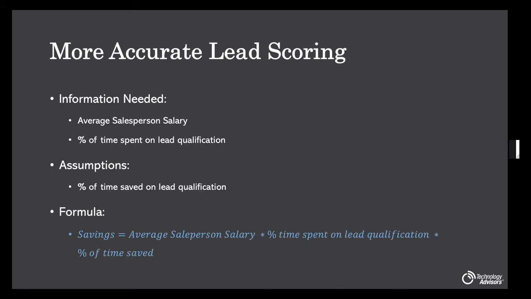More accurate lead scoring. Again, if I have an average salesperson's salary and I look at the time they spend on qualifying leads, and I can figure out what a new time would be because the leads are coming in more qualified, then I'm saving part of that person's salary. And again, the assumption is that if they're spending less time qualifying, they're off trying to sell something else. So the savings is the average person's salary times the ratio of the lead qualification time times the amount of time they're saving.